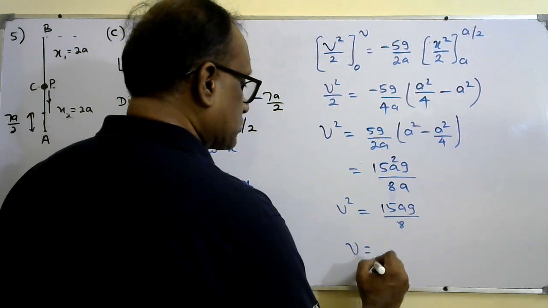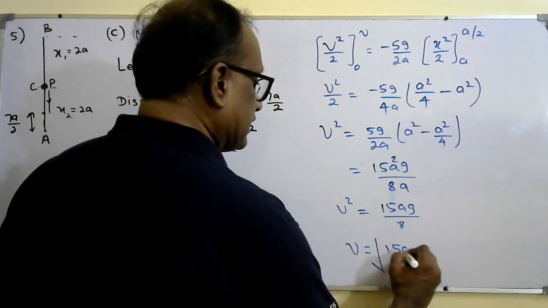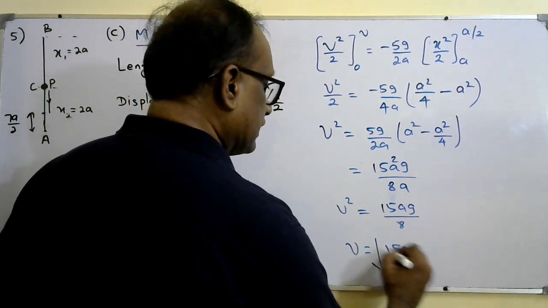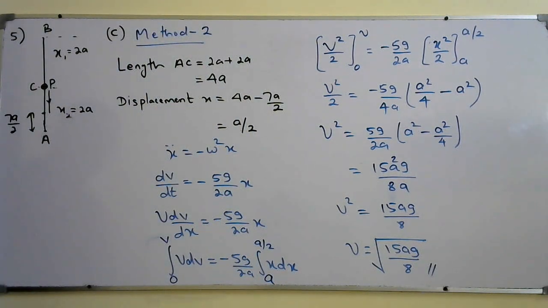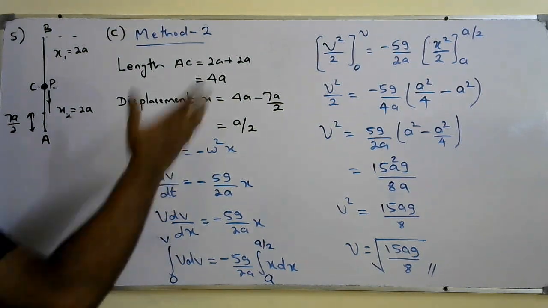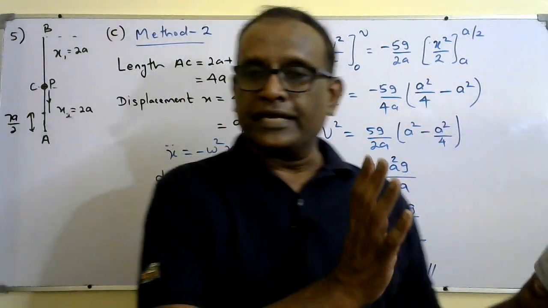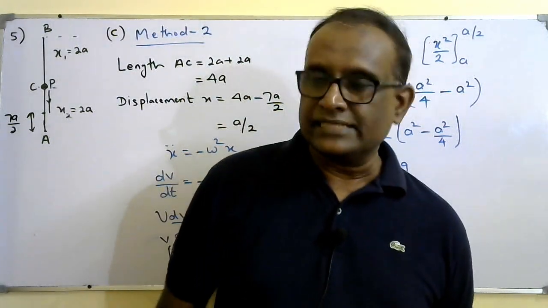So v is going to be the square root of 15ag over 8. Earlier also we got the same answer. So either method we can follow, but using the equation v squared equals omega squared into a squared minus x squared is simple.